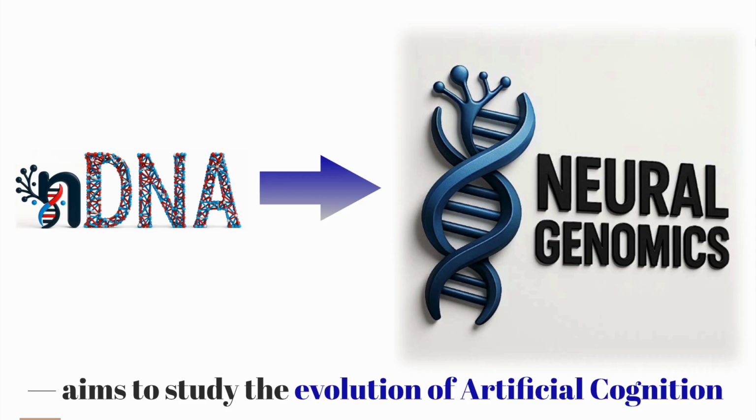In short, nDNA is the lens, neural genomics is the map. Let's use both to chart where our systems come from, where they drift, and how we guide the next generation, not just to be right, but to reason well.